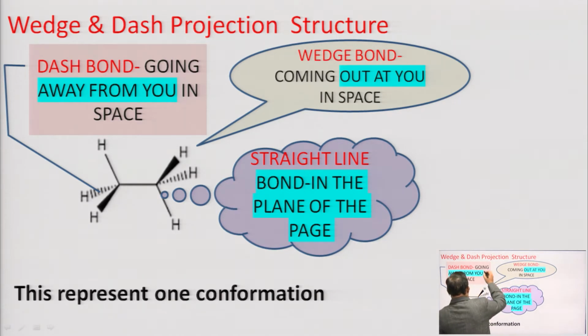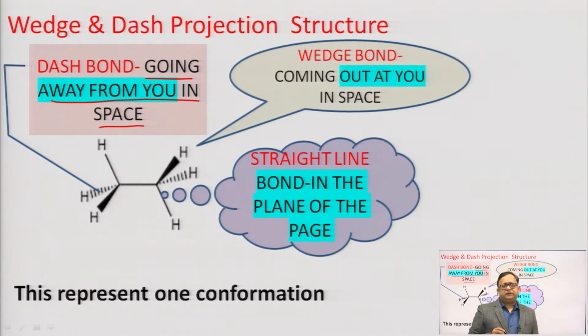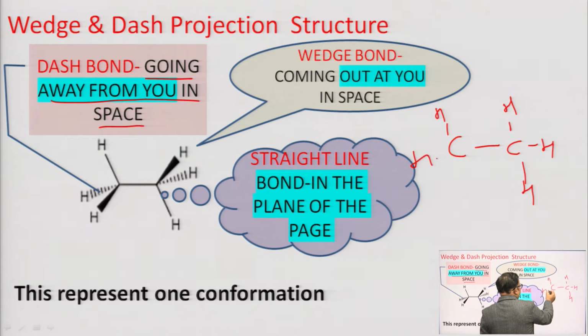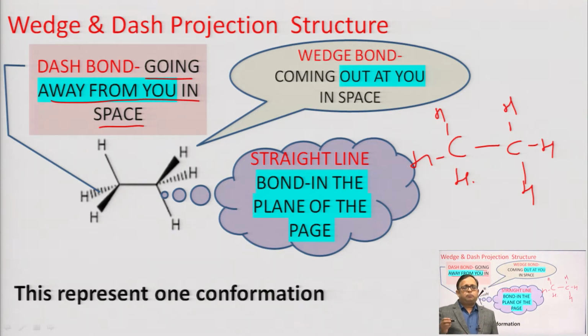What are the dash bonds representing? Dash bonds represent the bonds that are going away from you in space. So, this is basically representing a 3 dimensional structure. On the other hand, the 2 dimensional structure we drew before does not give very much information. So, the 3 dimensional structure we draw with the help of wedge and dash bonds. The wedge bond is the bond that is coming out towards you in space, and the straight line is the bond that is present in the plane of the page. So, all 3 representations show the molecule in a different way: wedge and dash bonds are out of the plane, towards us and away from us, and the straight line represents the bond within the plane of the page.